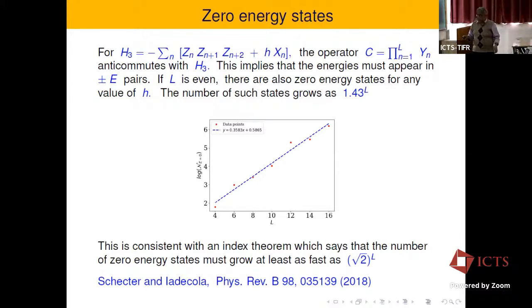It turns out that this is consistent with an index theorem which is described in this paper, which says that the number of zero energy states must grow at least as fast as the square root of the total number of states. So this would be 1.41 something. This is less than 1.43, as the index theorem says it should be.